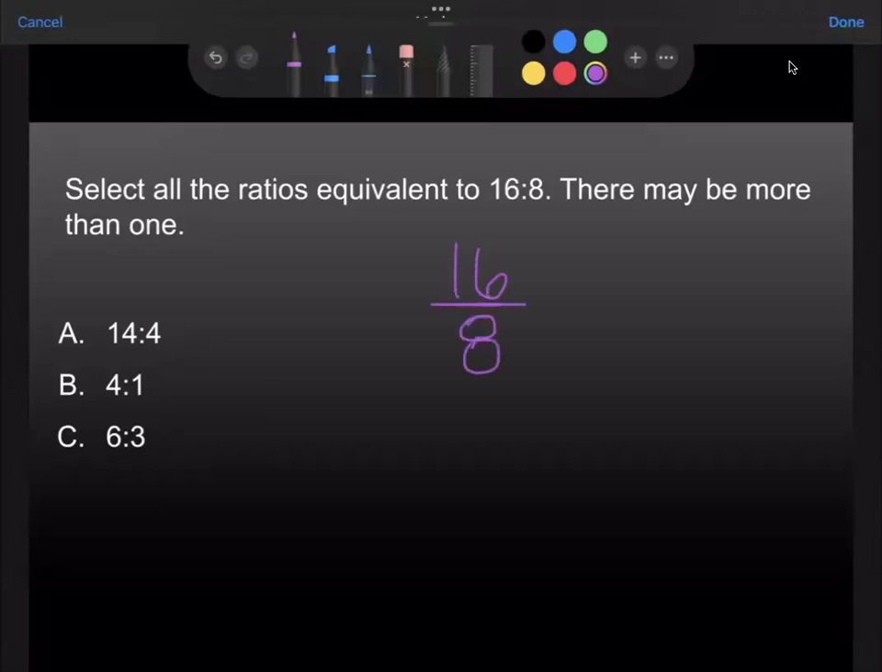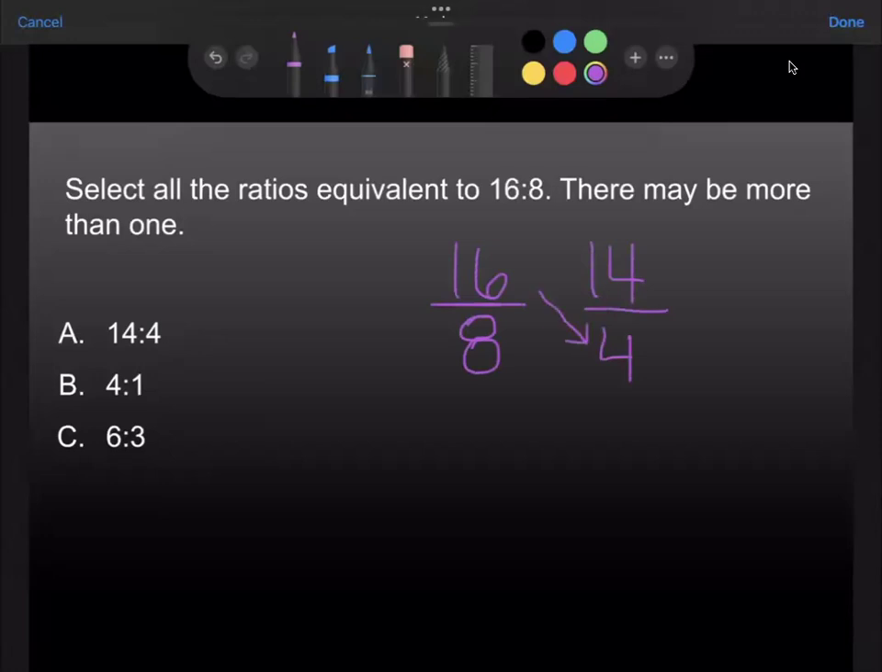And then I'm going to start the first one, 14 to 4. So it's not very easy to tell right away how to go from 16 to 14 using either multiplication or division. Or if I did, it would have to be some kind of fraction or decimal. So instead, I will use the cross multiplication way.